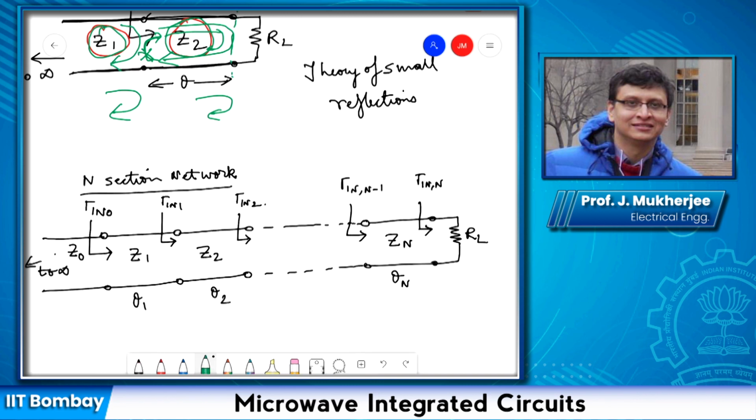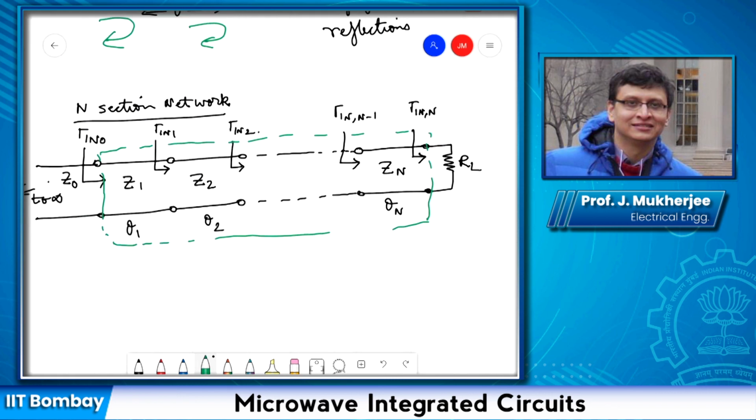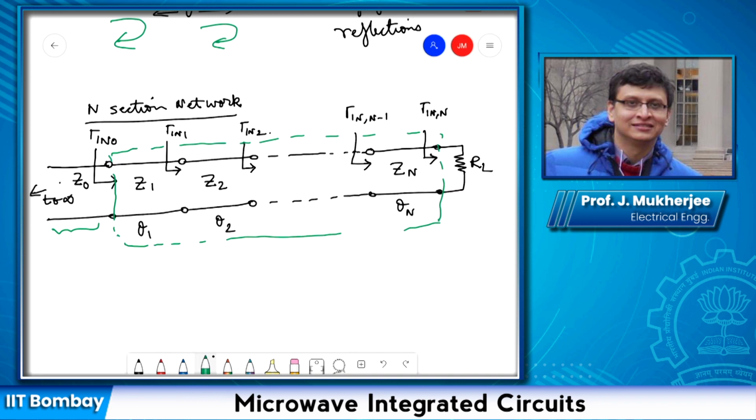Just to summarize, this setup is similar to the previous setup, except that instead of one transmission line segment we now have n transmission line segments, but the source transmission line element and the load part remain the same. Now, one further assumption is that all the transmission line elements have the same electrical length. So that means theta 1 is equal to theta 2 is equal to theta n.